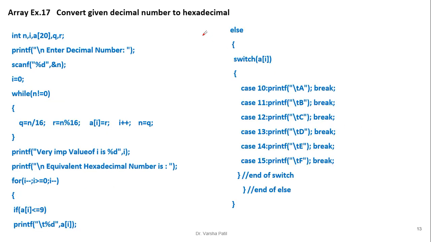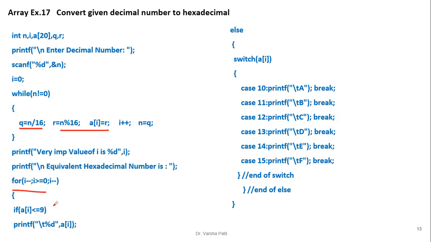Now the next program is to convert a decimal number to hexadecimal. So here only 16, 16, 16, but when these values are stored in the array, what will happen? 0 to 9 is okay, but after 10 which value do we require to print? We require to print A, B, C, D, E, F. So what are we making? Switch case is a better solution. For I minus minus: I is greater than or equal to 0, I minus minus. If it is less than 9, directly print. Otherwise we go into the switch case.